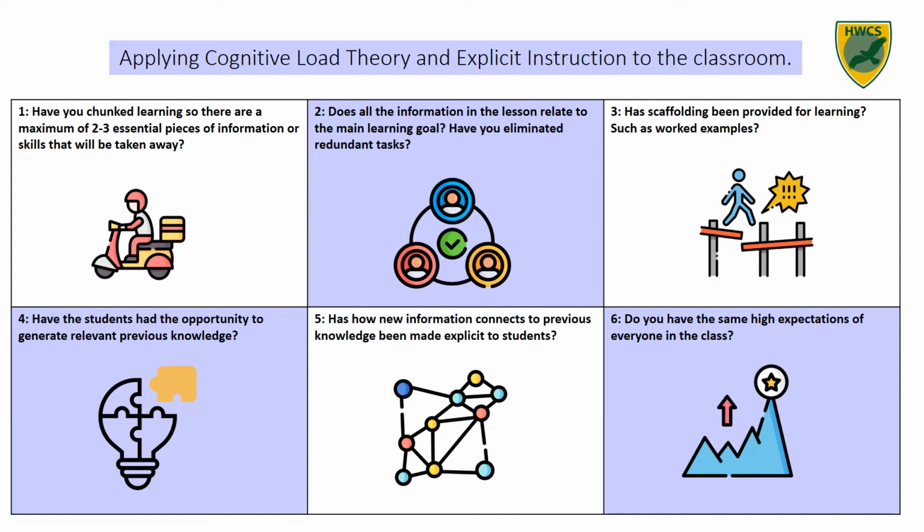So if we're applying cognitive load theory in the classroom, firstly, we've got to chunk learning, so that there are a maximum really of 2 or 3 essential pieces of information or skills that are going to be taken away. I think in Neil's video, we call that our golden nuggets. What is the main thread of the lesson?